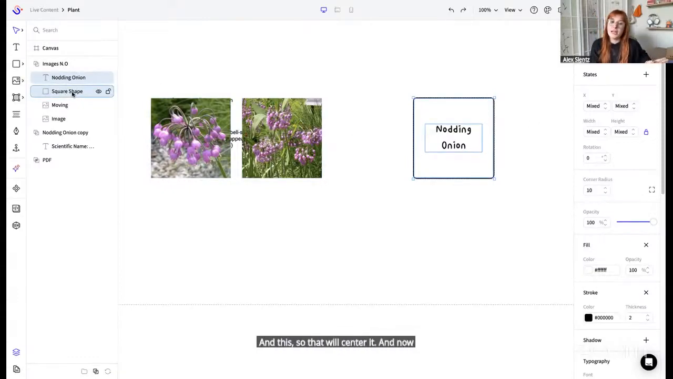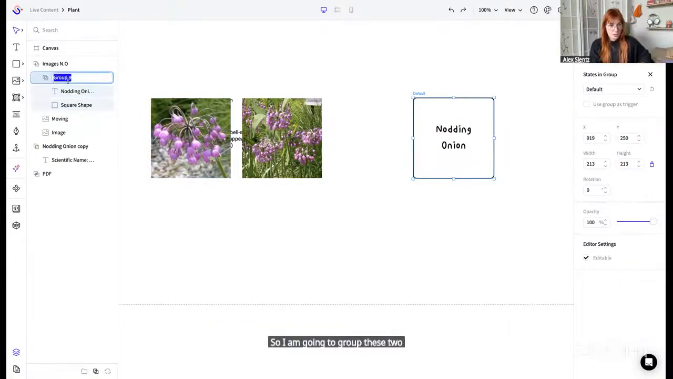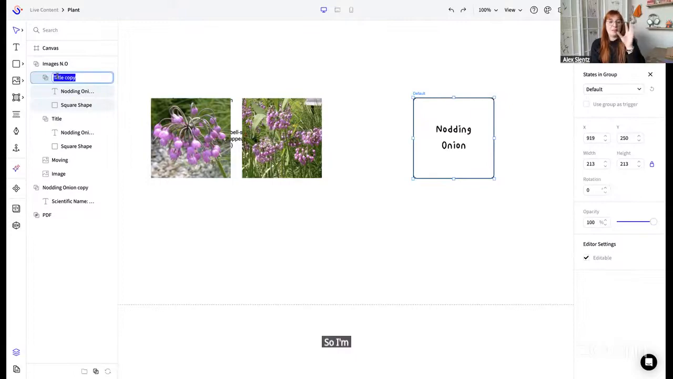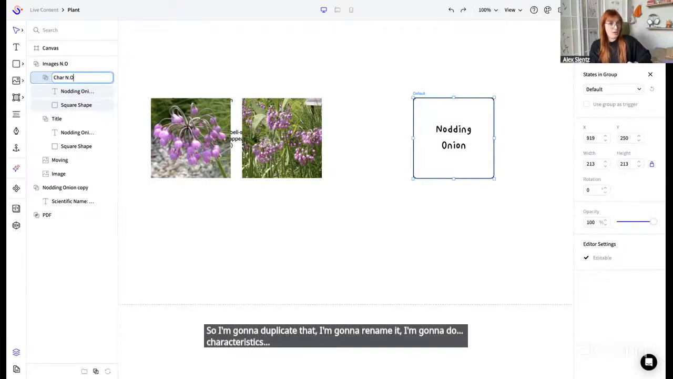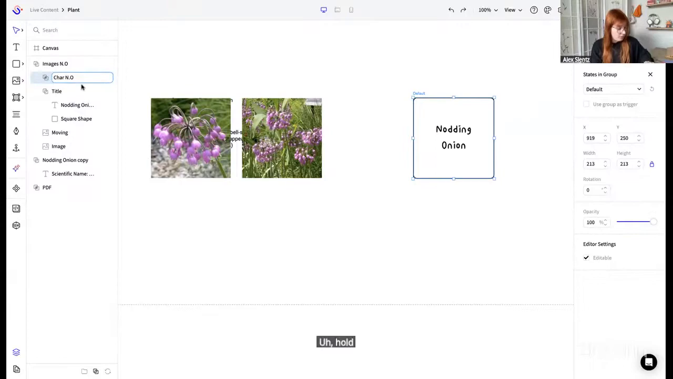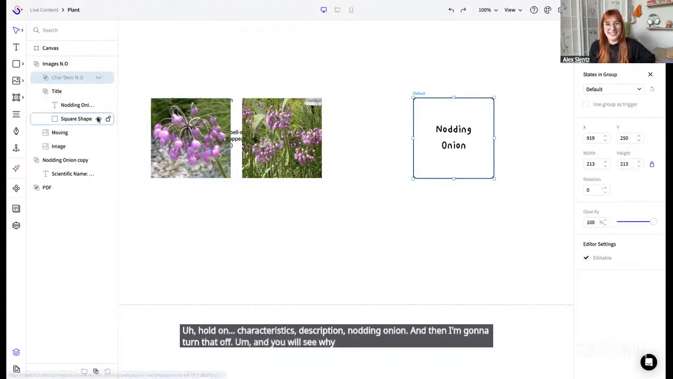And now I haven't added any hover states to this, so I am going to group these two together. I'm going to title this Title, and then I'm going to duplicate this because I know that I have another version of this where I don't want the hover states on it. So I'm going to duplicate that. I'm going to rename it, and I'm going to do Characteristics Description Knotting Onion. And then I'm going to turn that off. And you will see why I'm doing that in just a second.